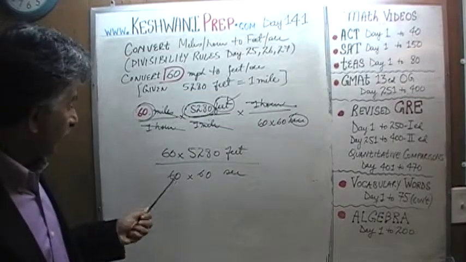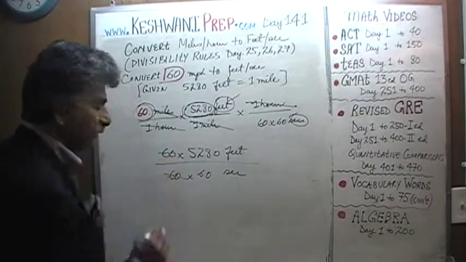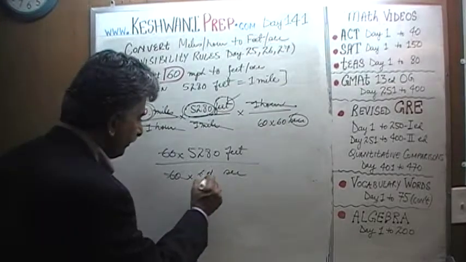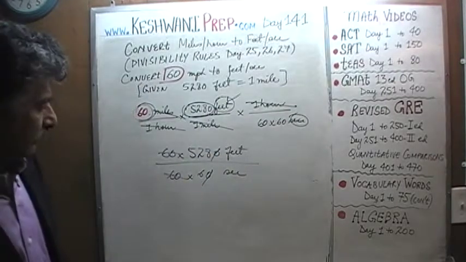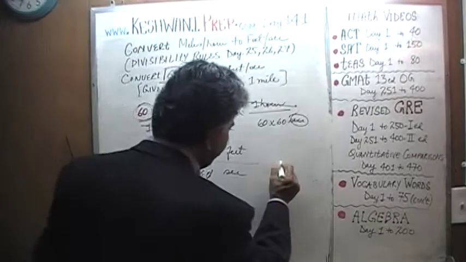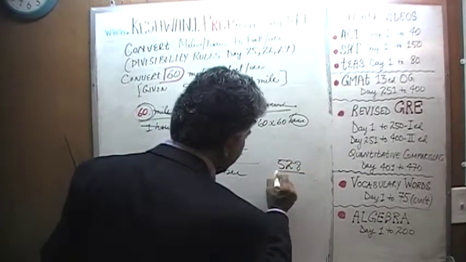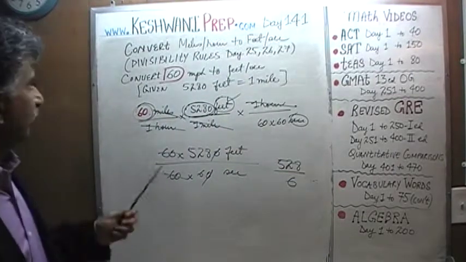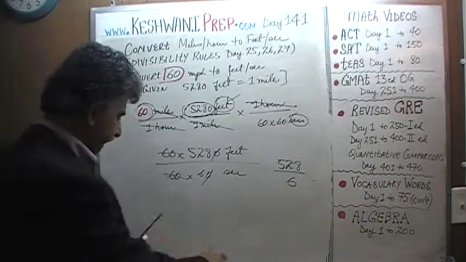This is actually very simple. We see 60 on the top, we see 60 at the bottom. Divide top and bottom by 60 and it is gone. We see 0 here, we see 0 here. Divide top and bottom by 10. Now we have 528 divided by 6. This is where I'm going to pause for a second and bring your attention to what you see here.